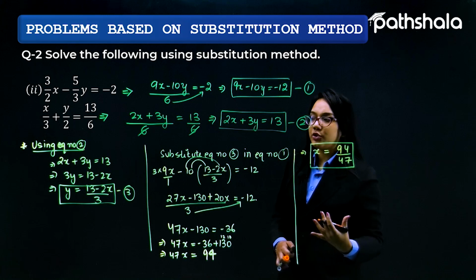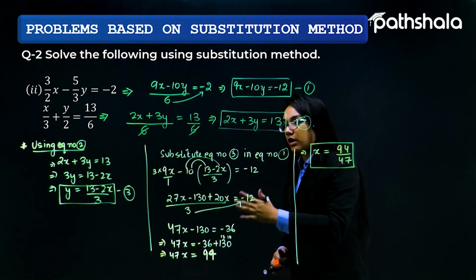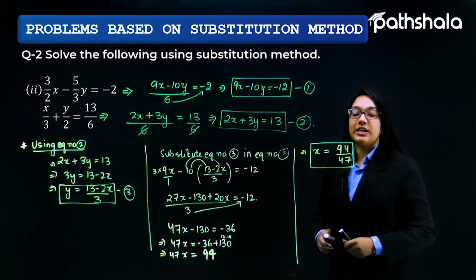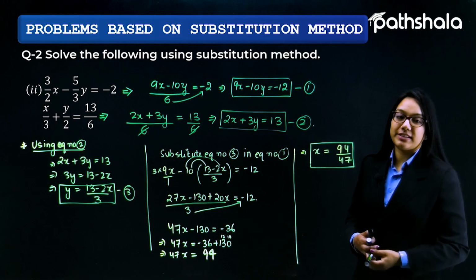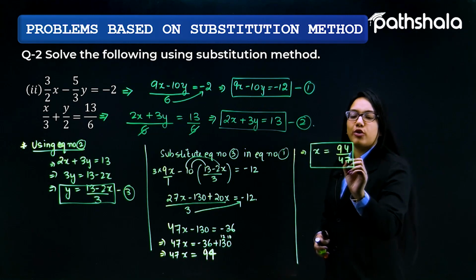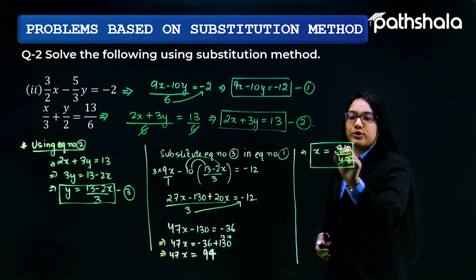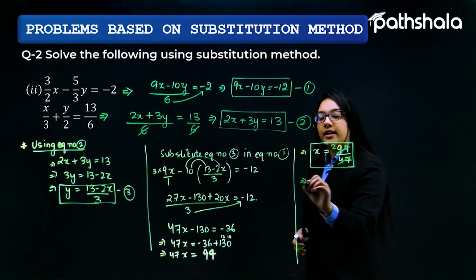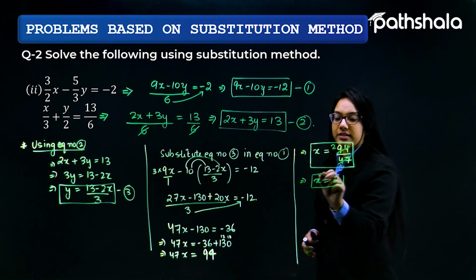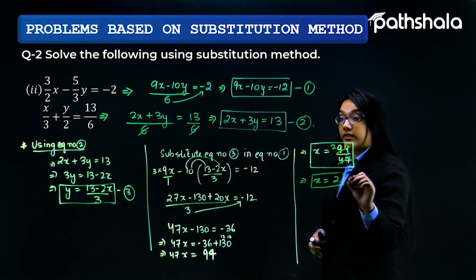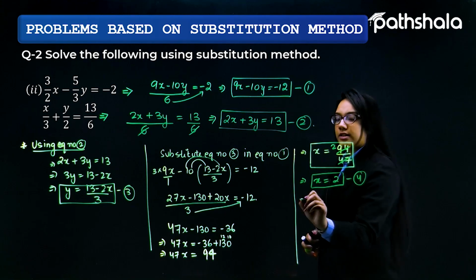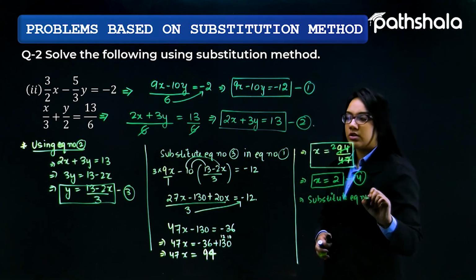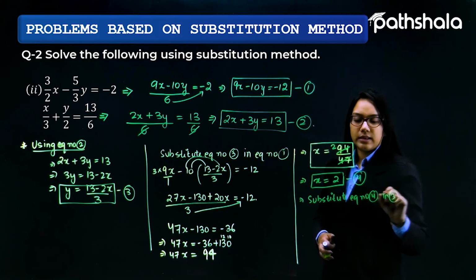Further, we can substitute the value of x in equation number 3 in order to get the value of y. As you can see, the value of x is 94 by 47. We can also reduce it, as we know 47 into 2 is 94. It means x is 2. So at the end, x is 2. Let us call this equation number 4, and substitute equation number 4 in the third equation to get the value of y.